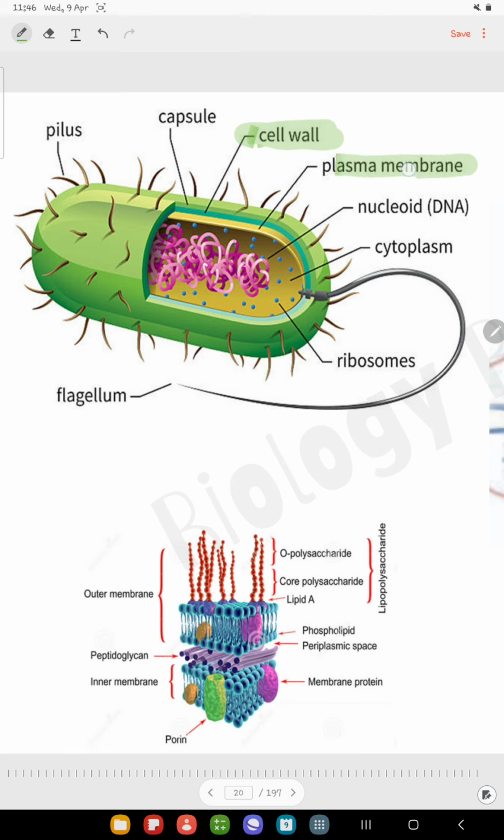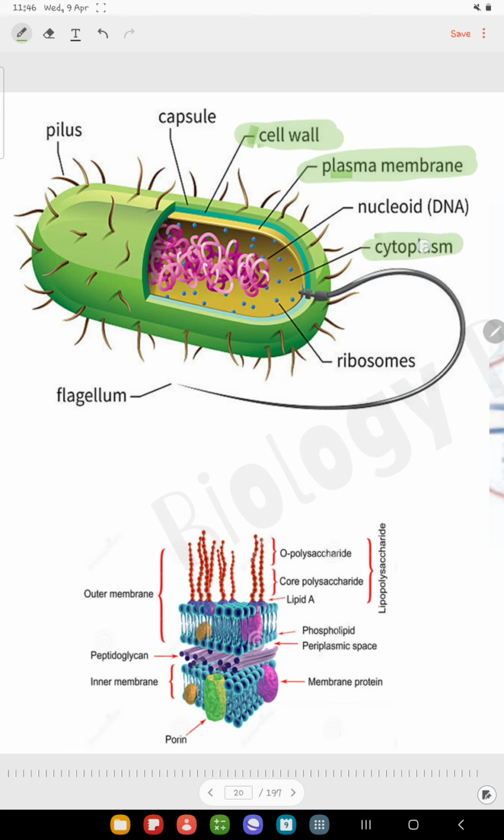Now, the second one is the plasma membrane or the cell membrane. The cell membrane is made up of a lipid bilayer, and it's the site for both photosynthesis and cellular respiration. Why do both photosynthesis and cellular respiration happen here in the lining of the cell membrane? Because they don't have chloroplast and they don't have mitochondria.